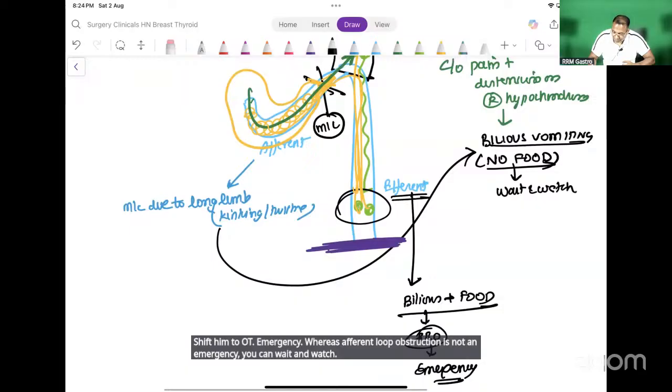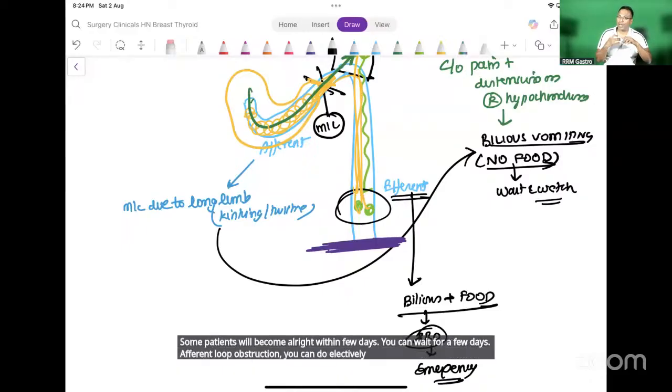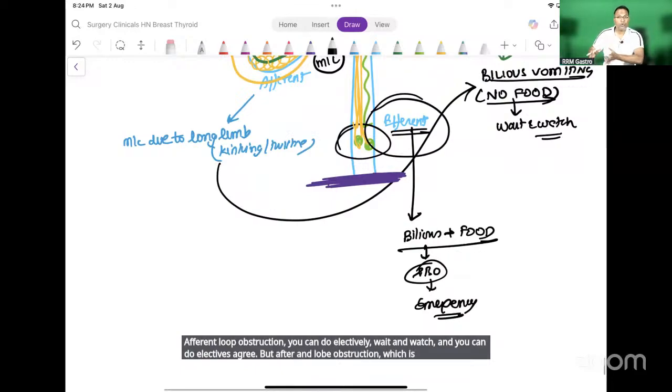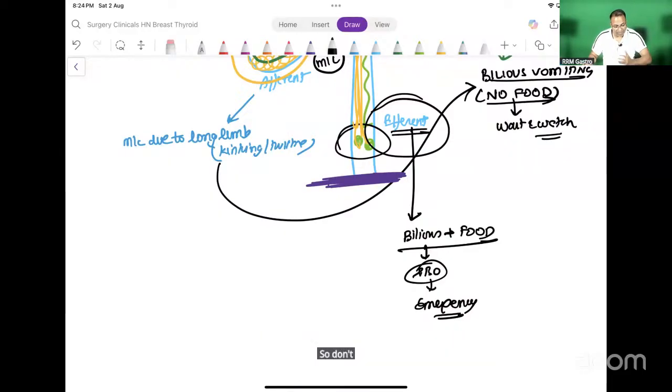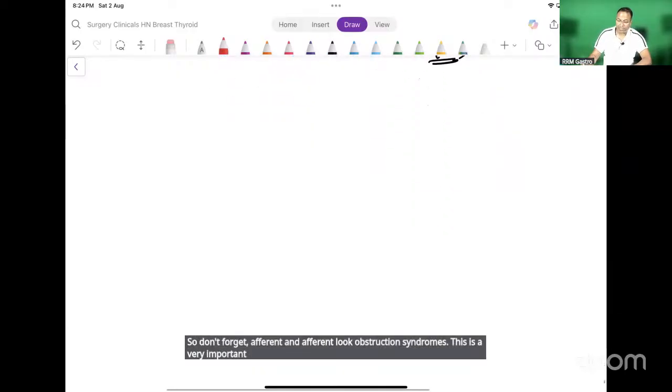Some patients will become all right within few days. You can wait for few days. Afferent loop obstruction, you can do electively, wait and watch, and you can do elective surgery. But efferent loop obstruction, which is carrying the food and bile, it's an emergency. You have to operate immediately. Please don't forget, you have to operate immediately. So don't forget afferent and efferent loop obstruction syndromes. This is a very important complication of Billroth 2 gastrojejunostomy.